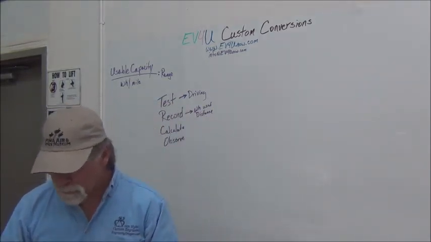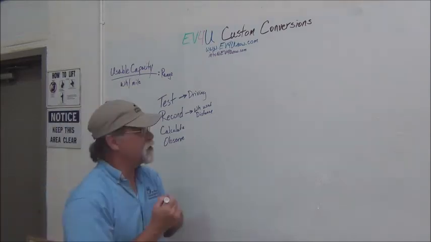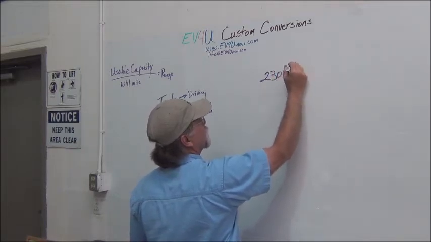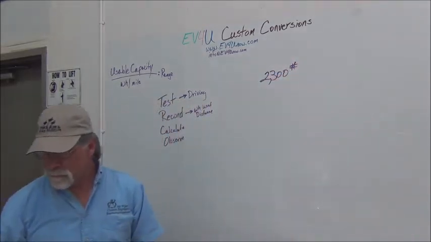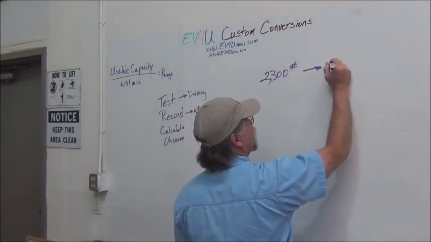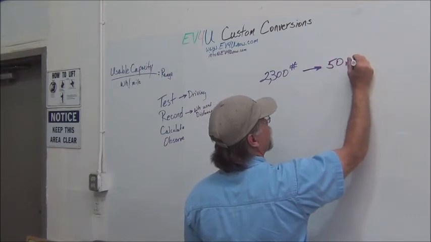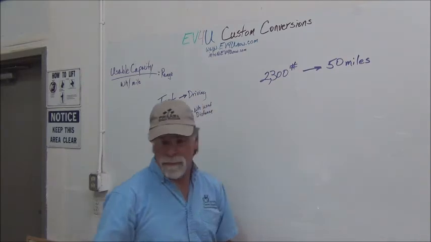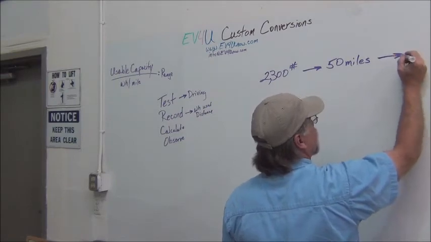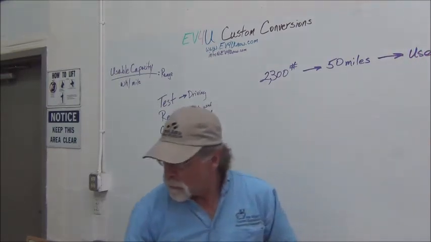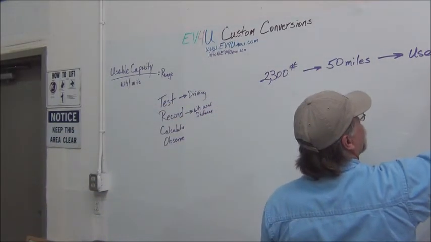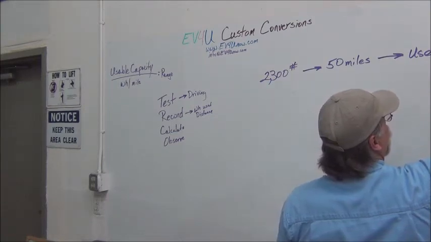So let me give you some examples. Say we have a 2,300-pound vehicle, and we drive 50 miles, and we record that we use 11,500 watt hours.